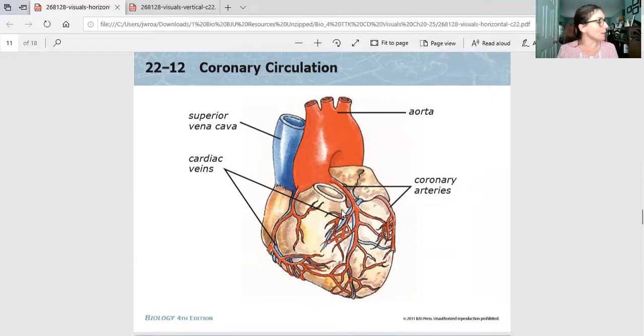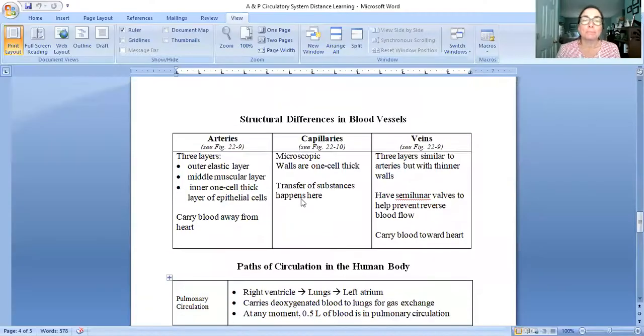Let me see what else. I should talk a little bit about the differences between arteries and capillaries and veins. I've been throwing those words around without really talking about the differences very clearly. So let me go back to our notes here. There are pictures of these in your book, but arteries and capillaries and veins are the different types of piping, basically, that your blood can flow through.